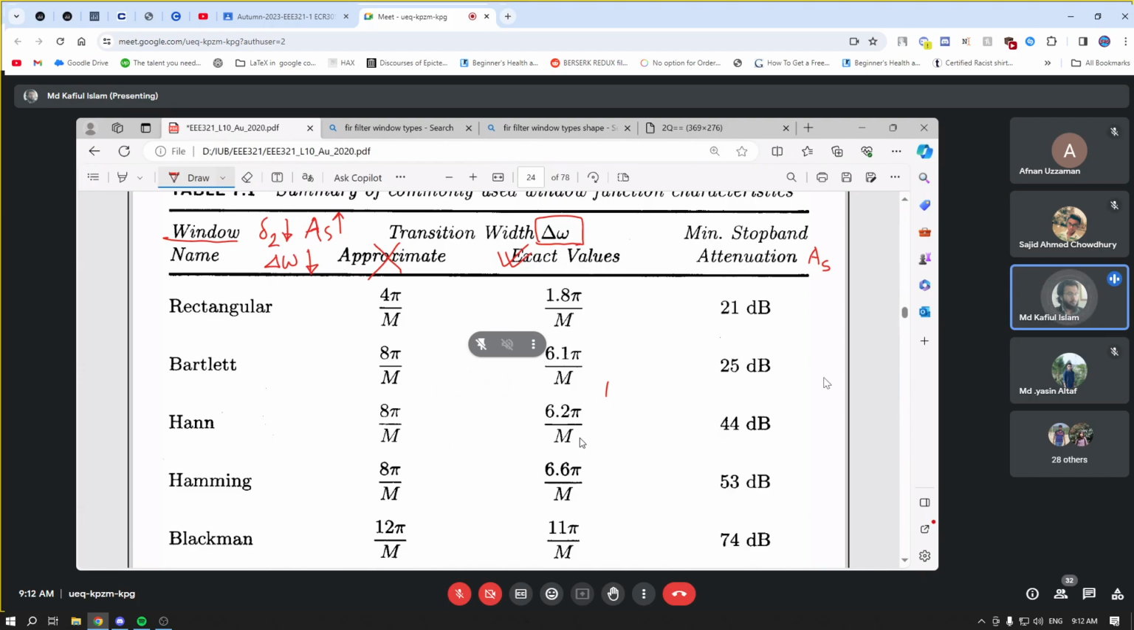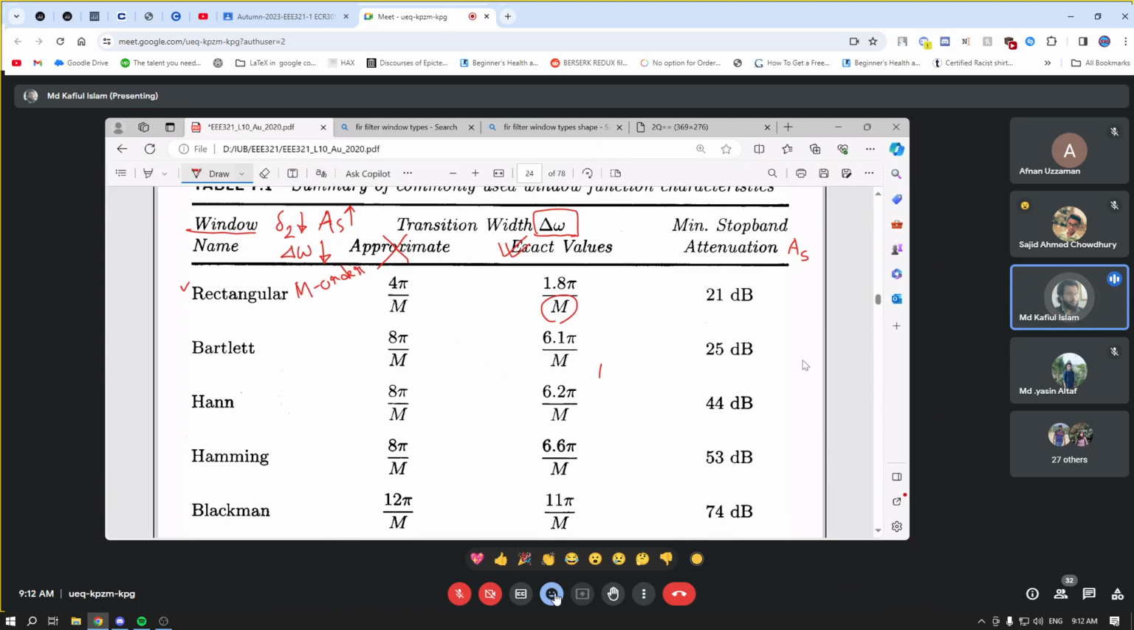Now you compare this window: rectangular, Bartlett, Hamming, and Blackman. So what is this M? M is the order of the filter. So having the same M. Okay. So let's say that we have taken 5 different types of FIR filter using these 5 different windows. And all the filters have the same order number. Order of the filter M is the same. Okay. Now which one has the lowest delta omega?